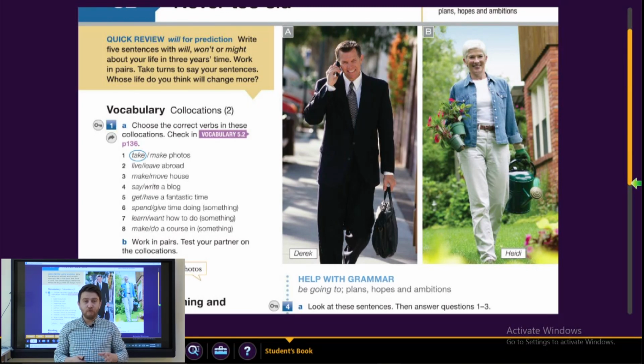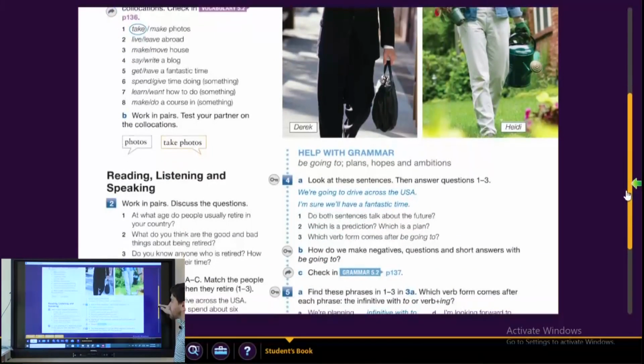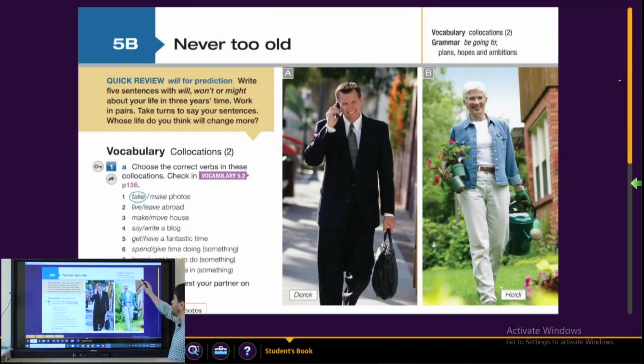So, we use the verb "do", as we said, for daily and physical activities. Maybe at home, you do vacuuming, you do ironing, you do the dishes. So, we have these collocations, and as we said, today's grammatical topic is "to be going to": plans, hopes and ambitions.